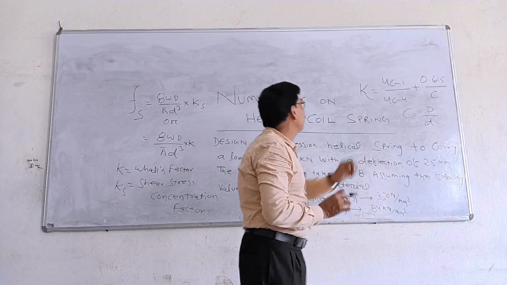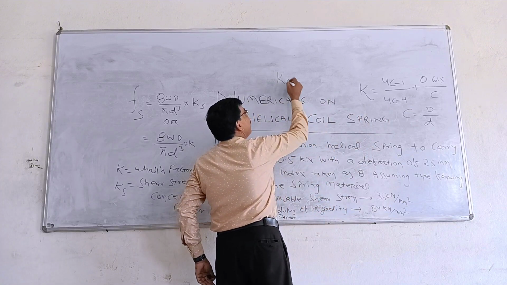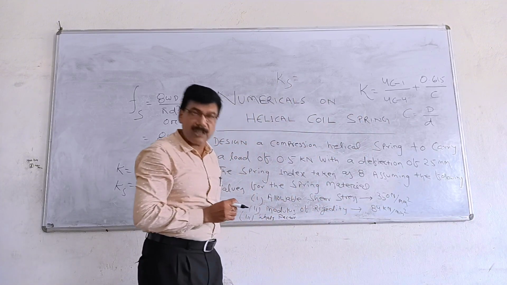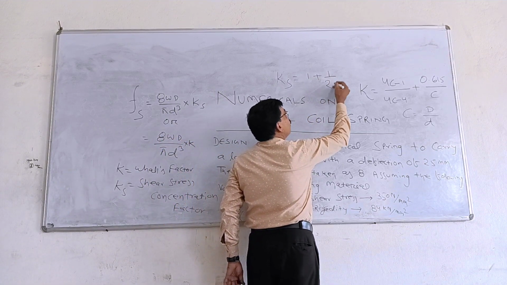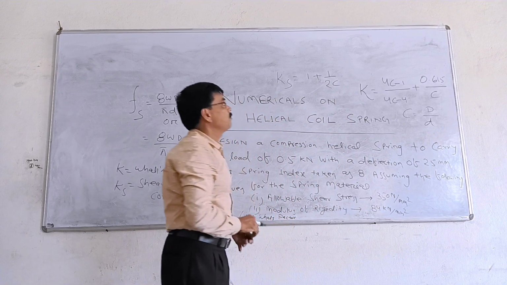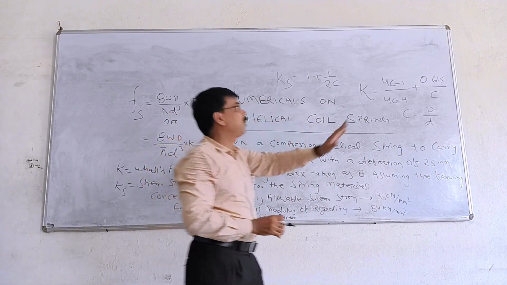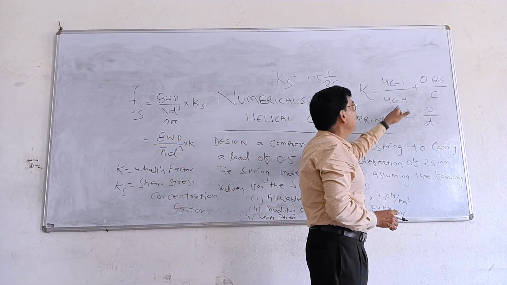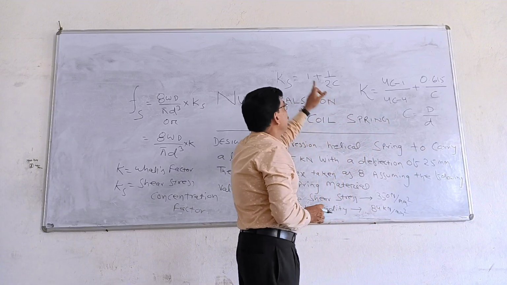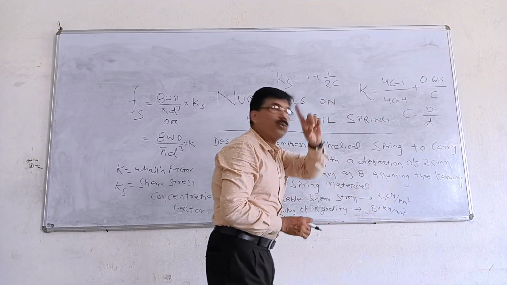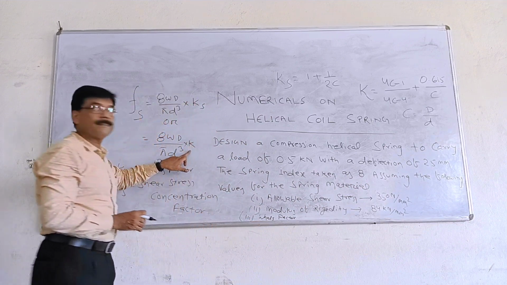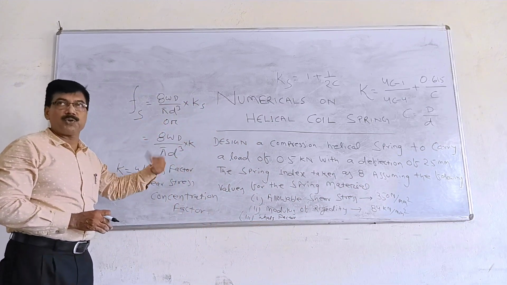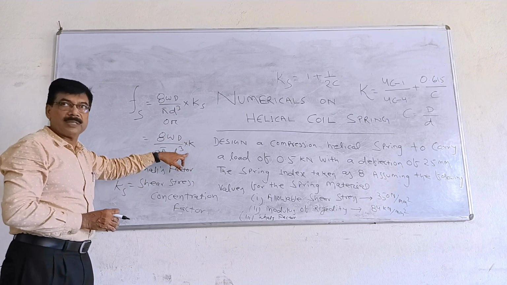And the formula for Ks, the shear stress concentration factor, is 1 plus 1 by 2C. You have to remember these formulas. For K, this is the formula, and for Ks, this is the formula. In the question, assuming Wahl's factor means we will use K. So let us proceed to solve this problem.